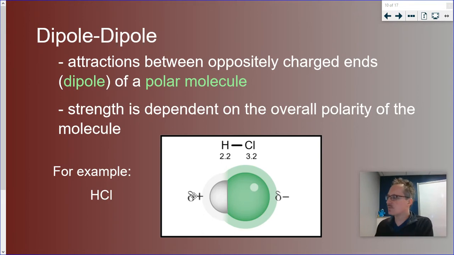And what we did, if you remember from the last video, is we always draw a dipole arrow pointing to the side that is larger in electronegativity. And so we have this dipole arrow here. And so this side is more negative than this side. Therefore, we have a dipole that doesn't cancel out. This is polar. Therefore, HCl has a dipole-dipole intermolecular force.